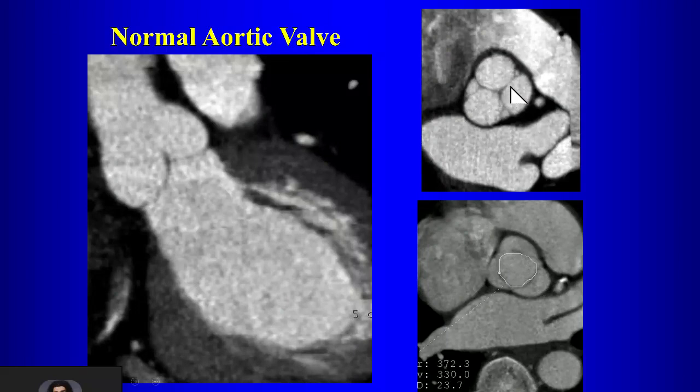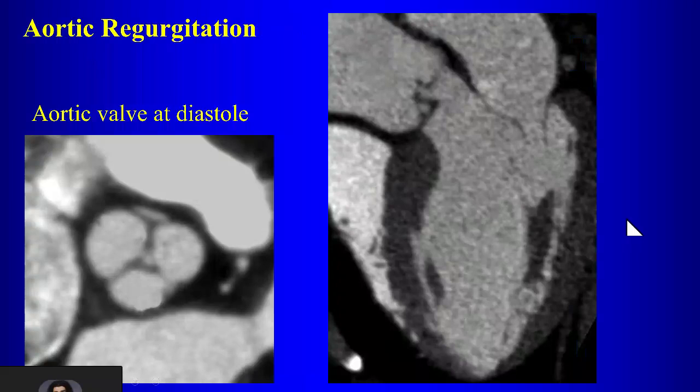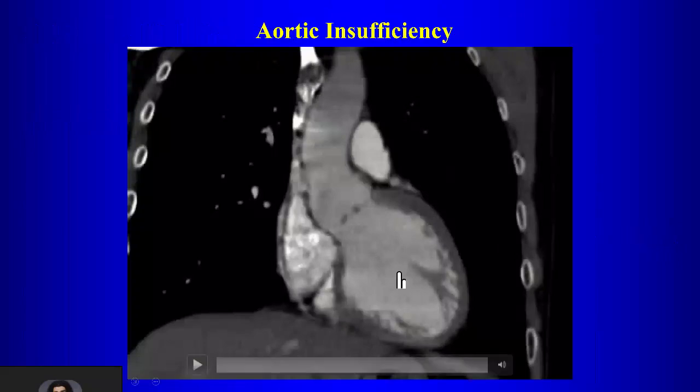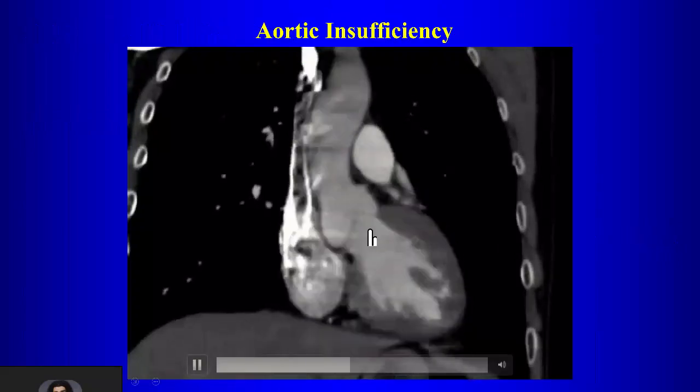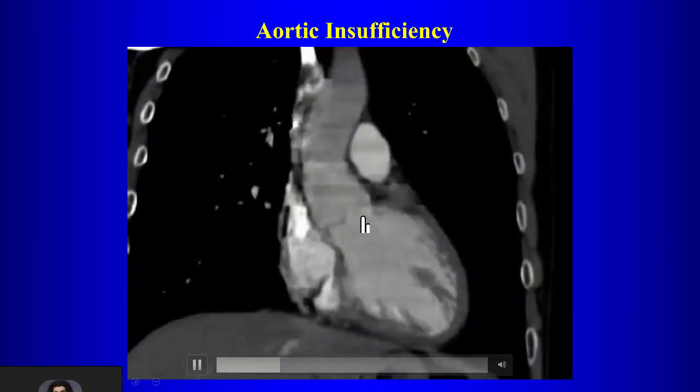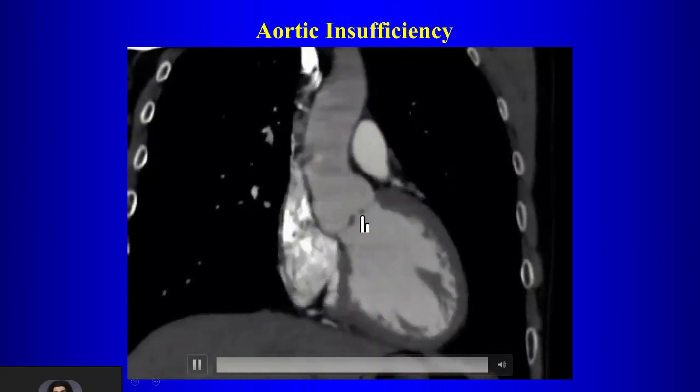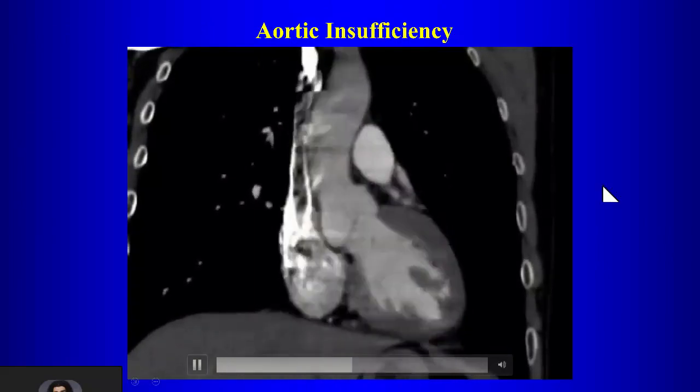All right? If there remains a hole there, an opening, then you have aortic insufficiency. Okay? So this patient has some aortic insufficiency. The left ventricle is also dilated, which you would expect in somebody with aortic insufficiency. Okay? And then here on this coronal view, you can see that the aortic valve does not close completely. Those leaflets do not come completely together. Okay?